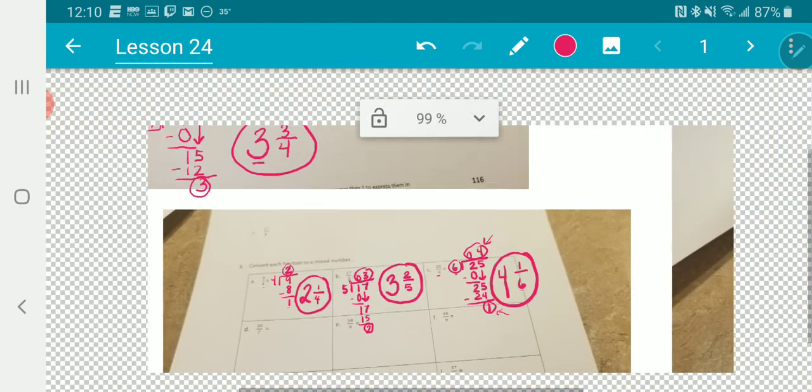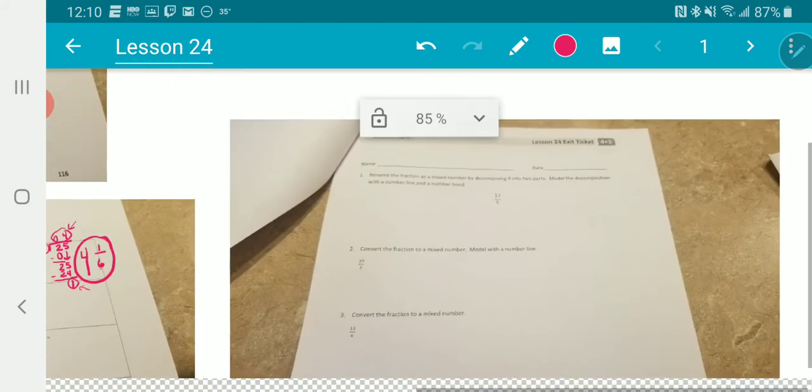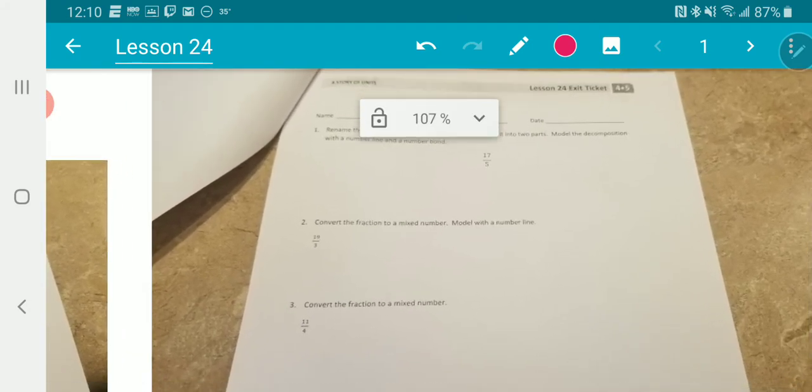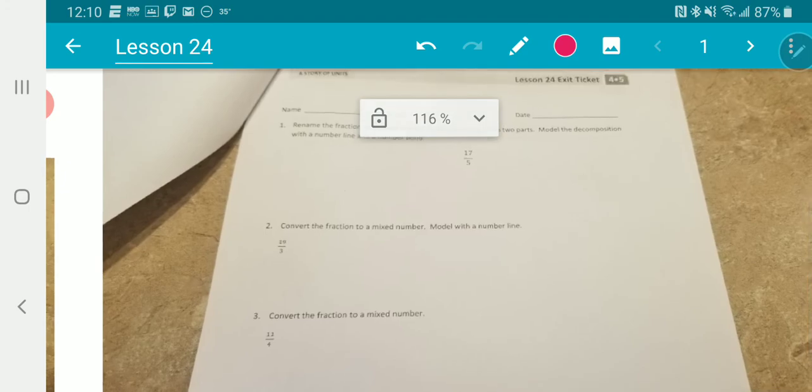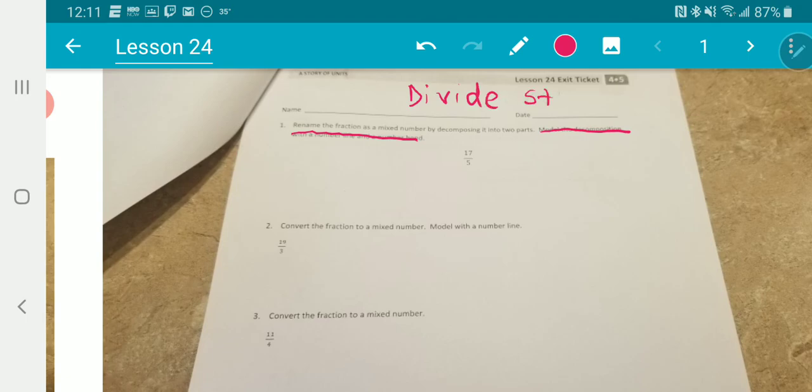All right, so let's talk about what you're doing today for our independent problems. I want you to turn to the exit ticket, which is the next page. On your exit ticket, I just want you to do the divide strategy, okay? So the directions for number 1 say rename the fraction as a mixed number by decomposing it into 2 parts. Model the decomposition with a number line and number bond. So you can cross that out. We're not going to be doing a number line or a number bond here. All I simply want you to do is do the divide strategy. So on the top of your paper, just write divide strategy. I want you just practicing that divide strategy for this one.